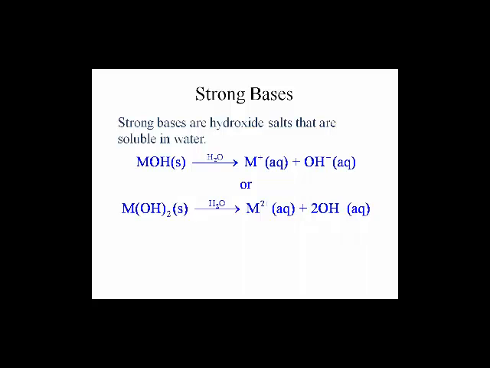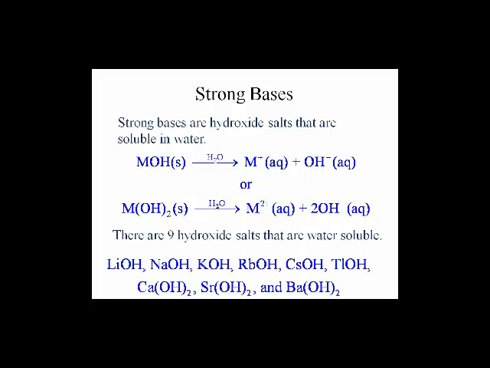Now, there are only 2 types that do this. You have monocation hydroxide, such as sodium hydroxide, and then you have dications like calcium, barium, and strontium hydroxides, which will also dissolve in water. In both cases, it's assumed they completely dissociate. You form a strong electrolyte solution, and it's easy to calculate the hydroxide ion concentration based on the molarity of the base. There are 9 compounds that are considered like this, and they're listed below.